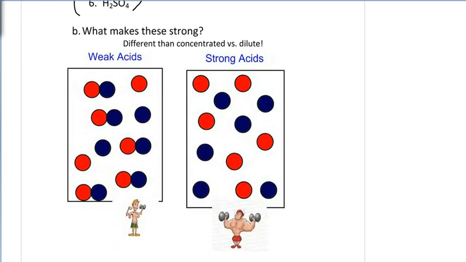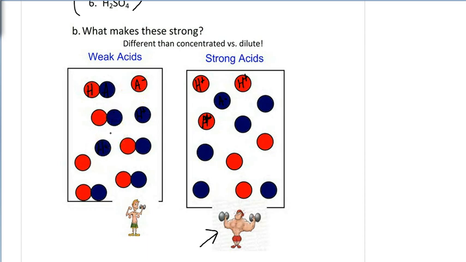So here's a visual of what it looks like. Here's a strong acid. All of the H plus has separated from the acid part. So there's H pluses, and they've completely separated. For a weak acid, most of the acid is still paired together, but a few of them have broken apart. So weak acids basically are just not dissociated.